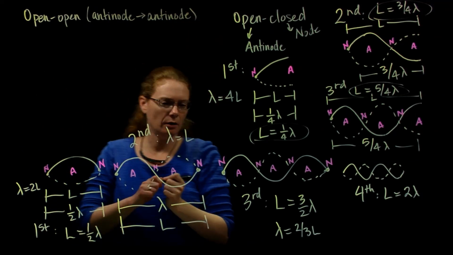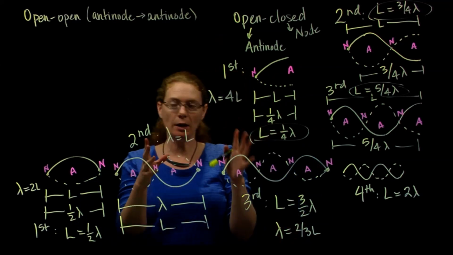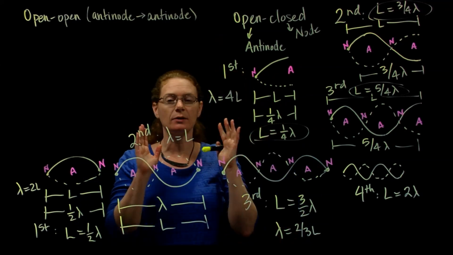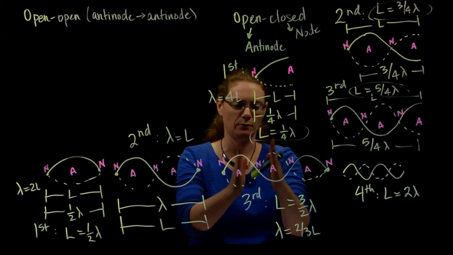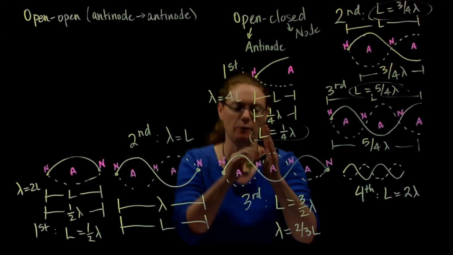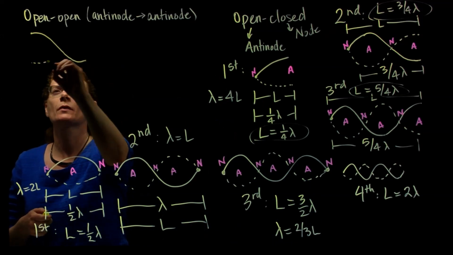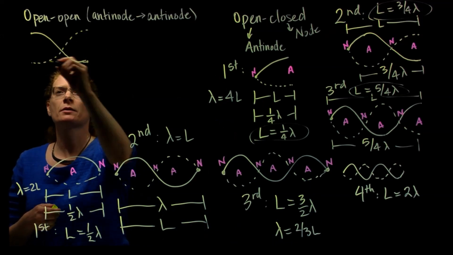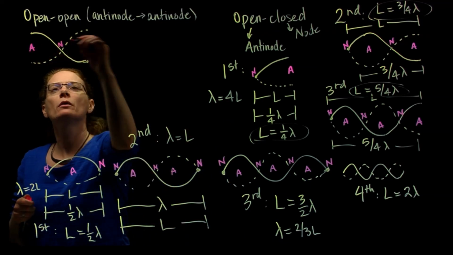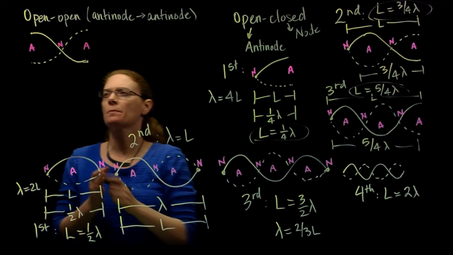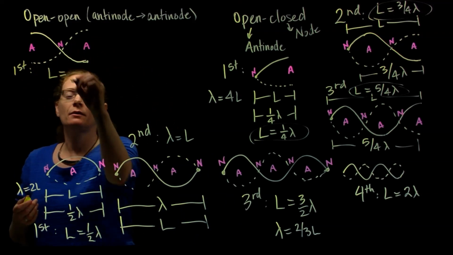So let's look and see what's the simplest way to get from an antinode to an antinode. The fundamental harmonic, the first harmonic, is always the simplest way to get from antinode to antinode. So there's an antinode, and the simplest next antinode is just that. So we're going to start with an antinode and go down to the next antinode. It's going to look like this. So there's our first harmonic of open-open. Here we only have one node and 2 antinodes.